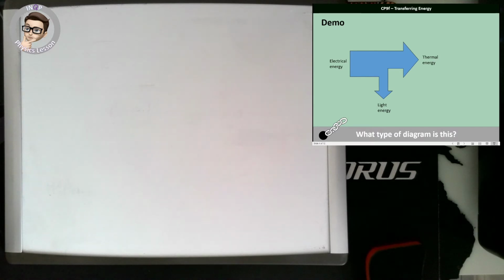Hopefully, as you've thought there, you remember that these are called Sankey diagrams, and the width of the arrow shows us how much energy is being transferred. So in fact, we could calculate the efficiency of our object using this. So here we can see we've got a large amount of thermal energy being emitted and a small amount of light energy being lost, and the thermal energy here would be the useful energy.